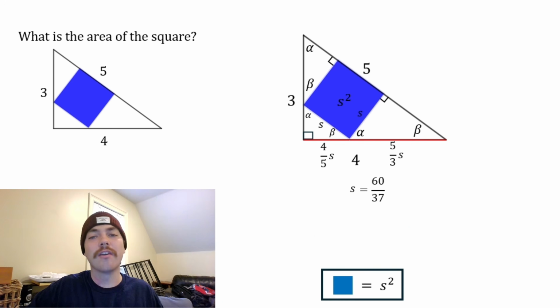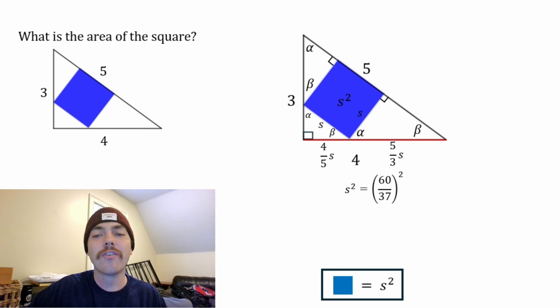Now we're almost done. We have s, but what we need to know is s squared. So s squared is going to equal 60 over 37 squared, which is going to be 3,600 over 1,369, which is approximately 2.63. So the area of the square is approximately 2.63, and that's our final answer. Pretty cool stuff.